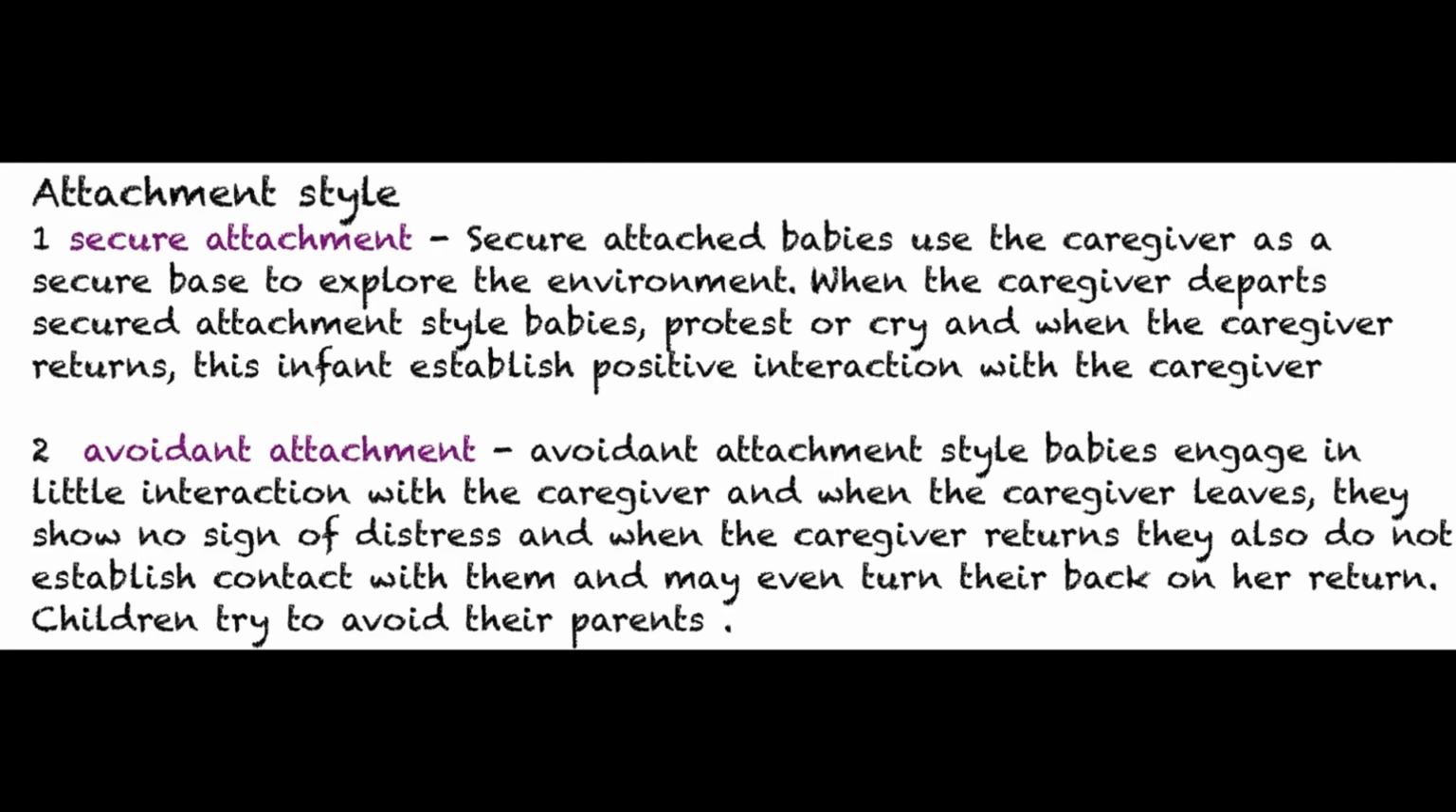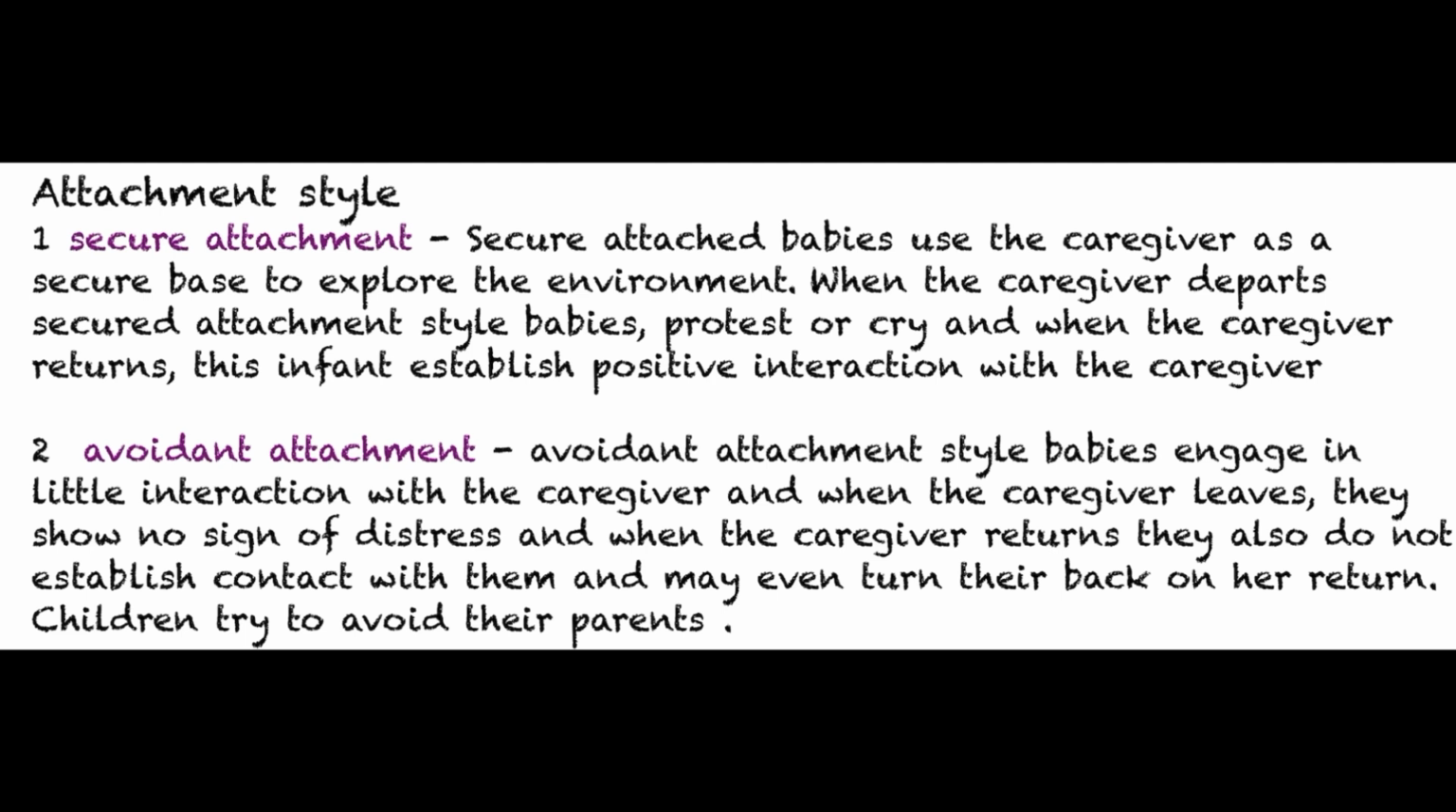So after conducting the experiment, Mary Ainsworth said that there are 4 types of attachment style. The first one is the secure attachment style. Secure attachment babies use the caregiver as a secure base to explore the environment.